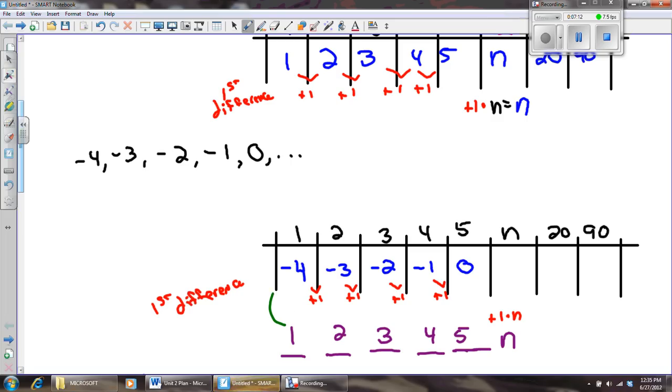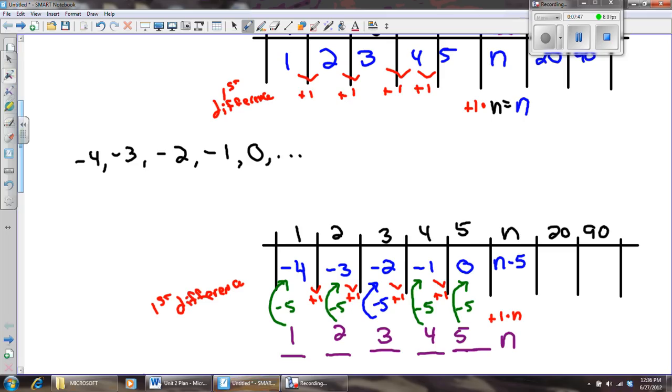How do I turn 1 into -4? Well, I subtract 5. How do I turn 2 into -3? I subtract 5. How do I turn 4 into -1? I subtract 5. How do I turn 5 into 0? Subtract 5. You see how if my answer were n, I'd have to subtract 5. That means my nth term is going to be this n, but then I have to take 5 away from it. See that? -5 every single time.